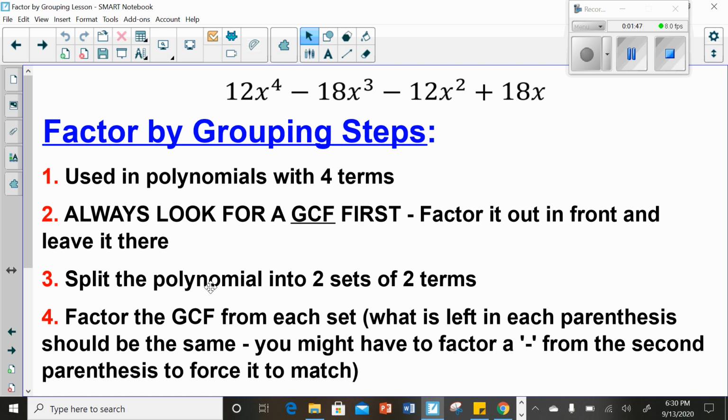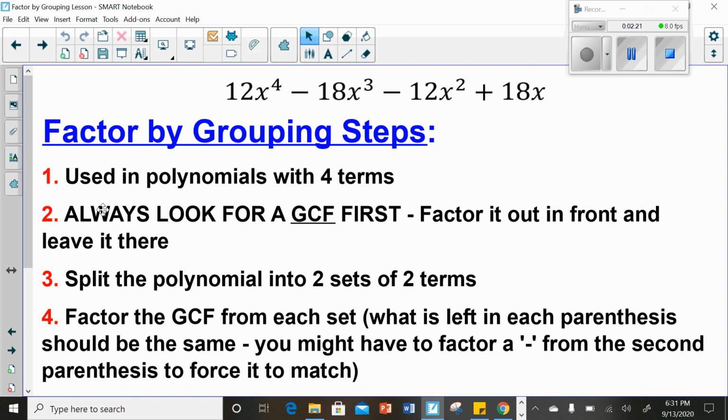Then once you take out the greatest common factor, what you have left will still be 4 terms. That GCF will have to come out in front, and you leave it there. Then we're going to split the polynomial into 2 sets of 2 terms. We're just going to cut it in half, and you'll factor the GCF from each set. And what's left in the parentheses should be the same. We're going to go through this so it'll make sense. You might have to factor a negative from your second grouping of 2 in order to force the parentheses to match. And you should see that happen in this particular problem that we're doing.